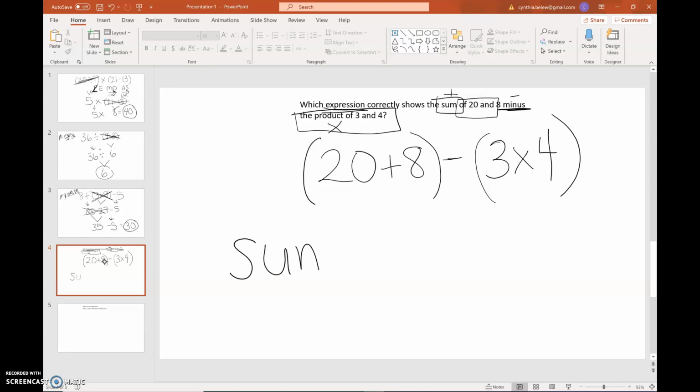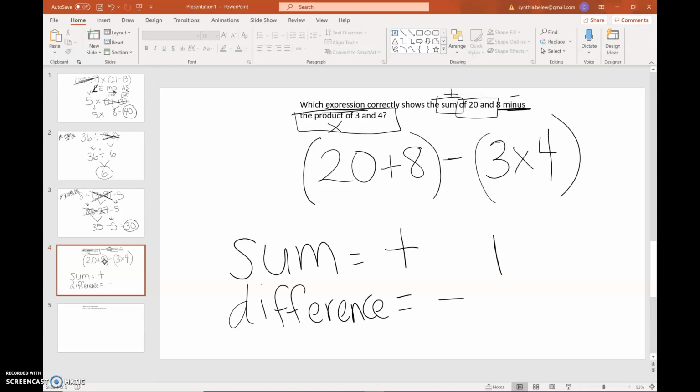Sum equals addition. Difference equals subtraction. Product equals multiplication. And quotient equals division. Ask them what those words mean.